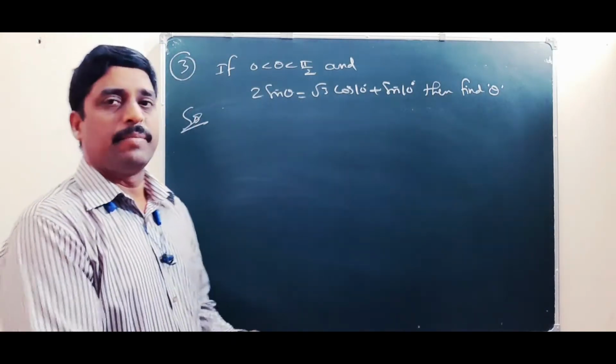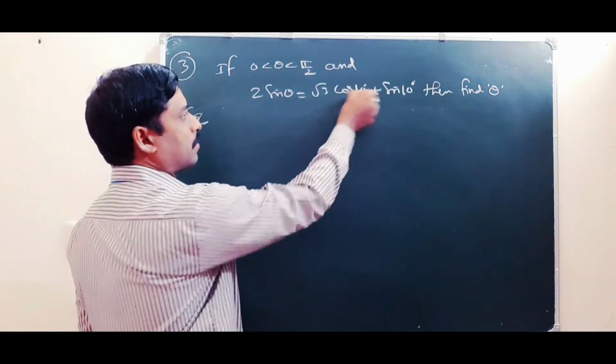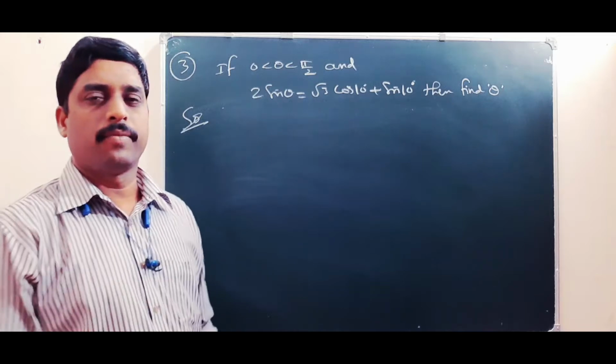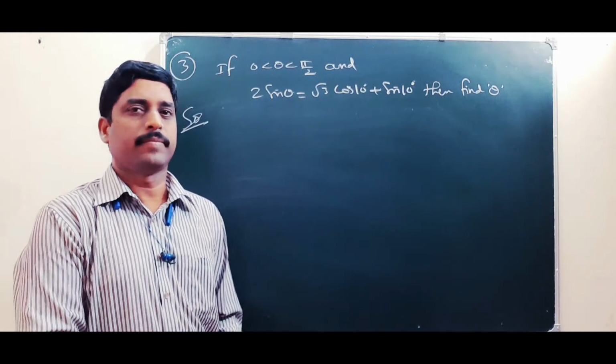So theta lies between 0 to pi by 2. 2 sin theta is equal to root 3 cos 10 plus sin 10, given. Then we have to find the theta value. Okay. How can we solve this problem?